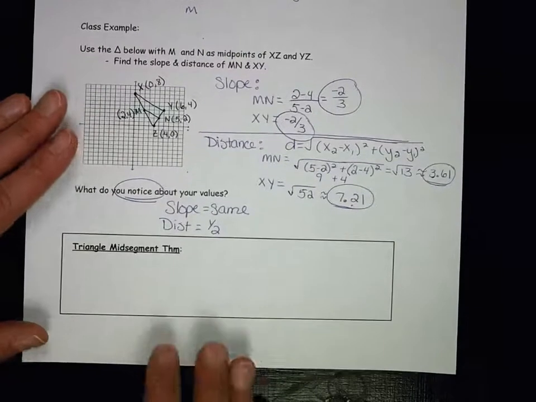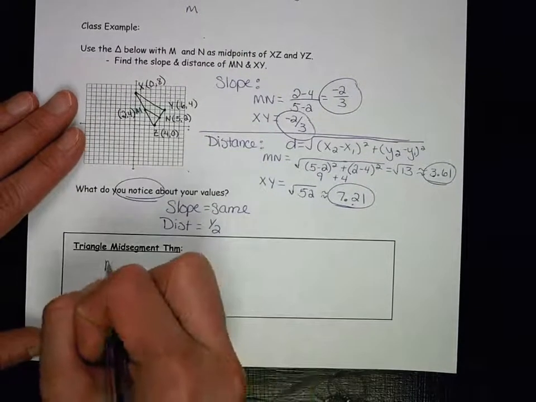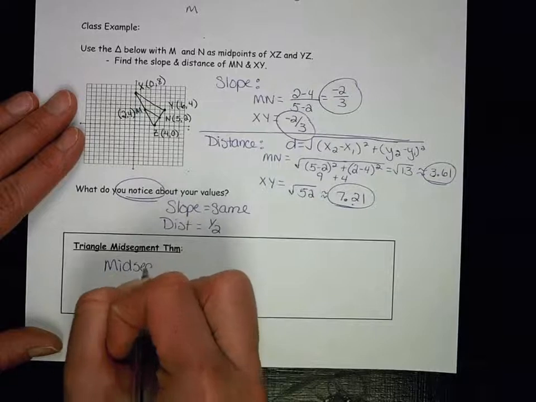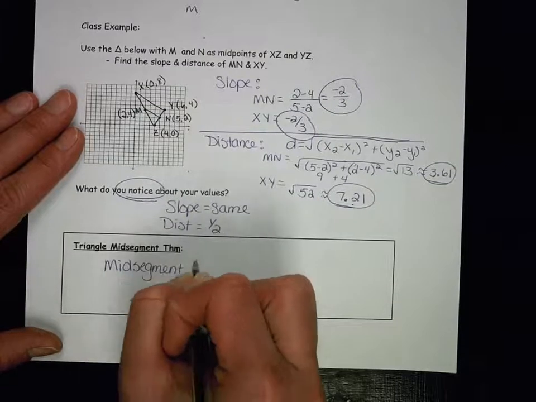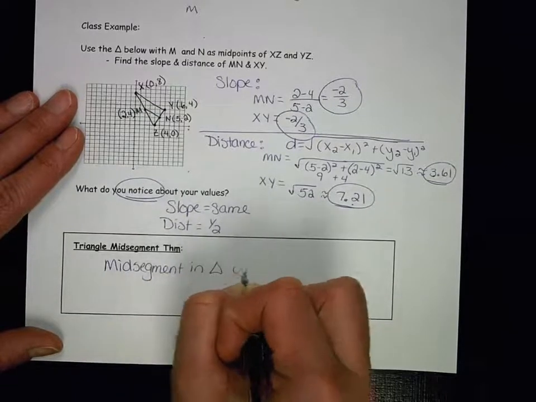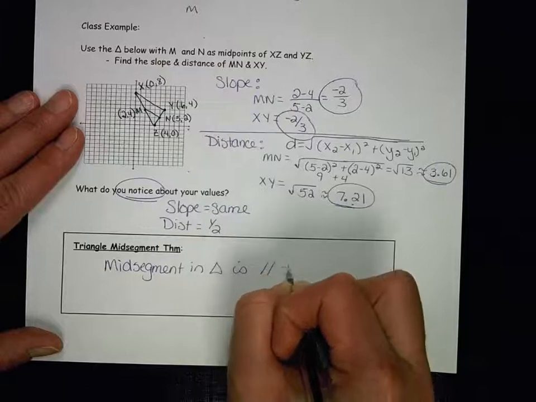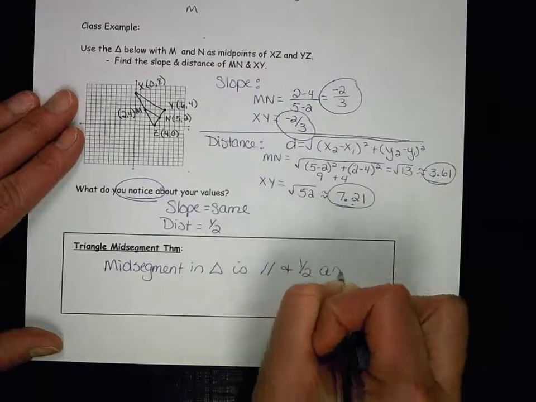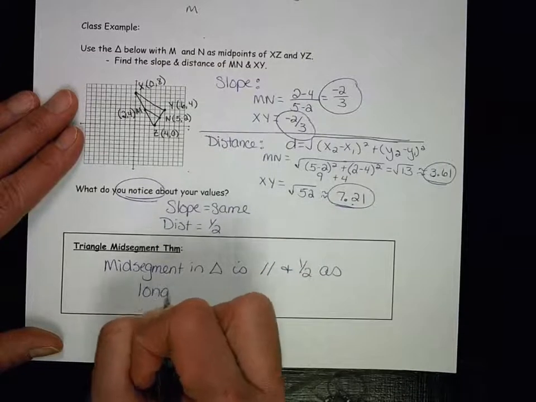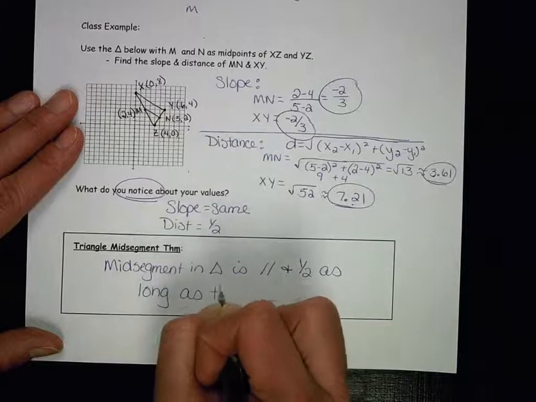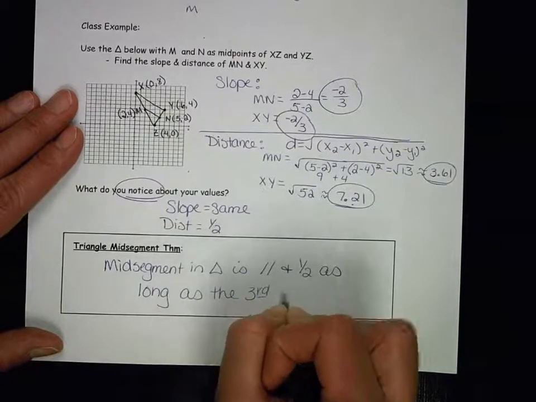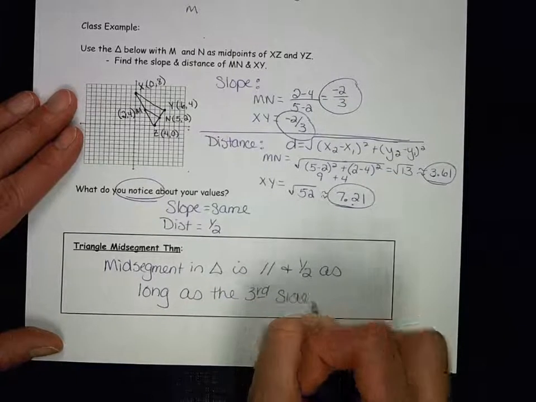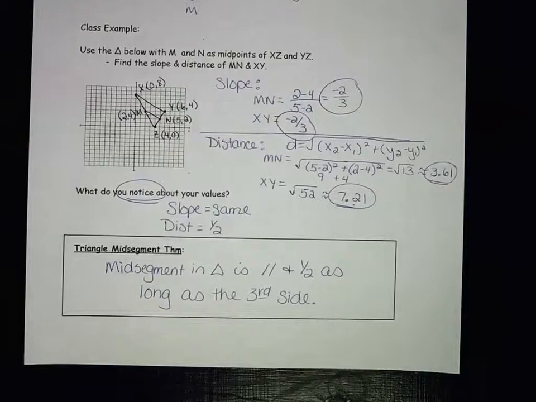So the theorem down here is basically supposed to say to you that a mid-segment in a triangle is parallel and half as long as the third side. So that's the relationship that gets created.